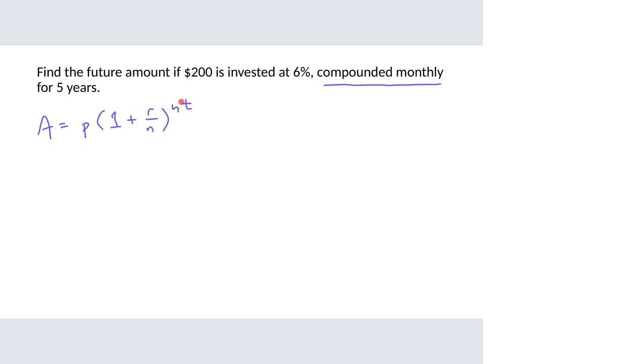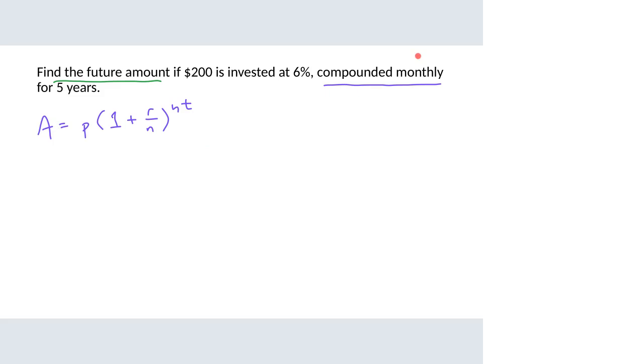Okay, let's see what we have and see what we're looking for. Find the future amount. So it says find the future amount. So I'm looking for A. So it's going to have to give me all the stuff I need over here to plug in. Well, let's see what we have then.